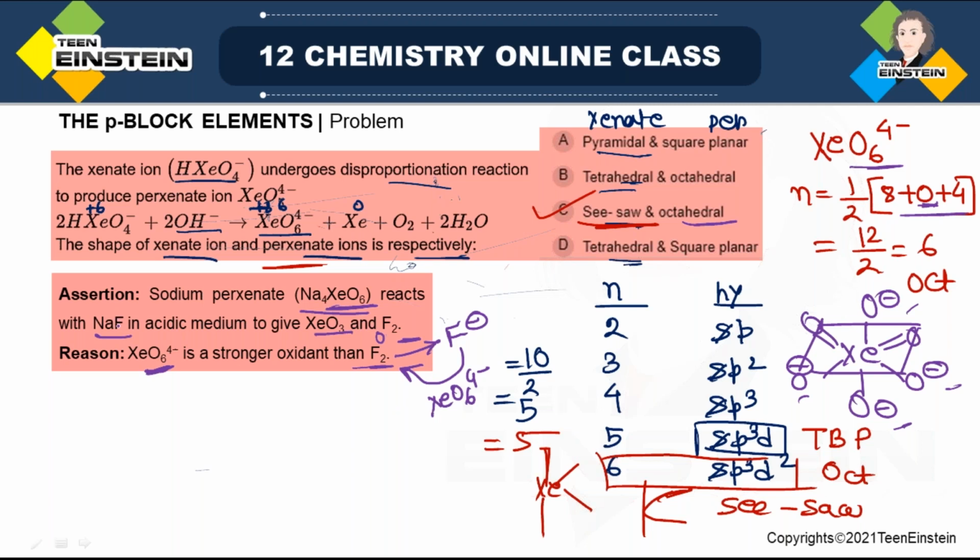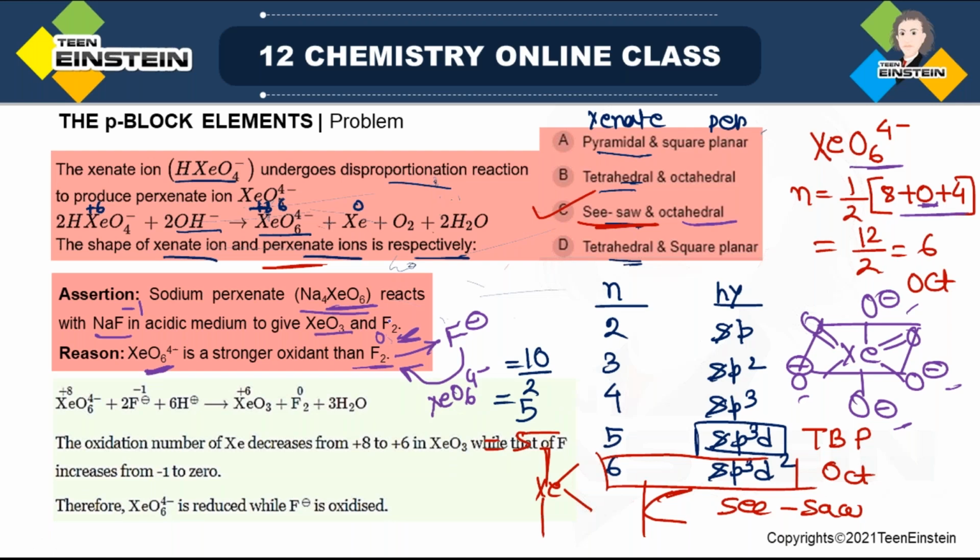And look at the assertion statement. The assertion statement is saying it is reacting with NaF. NaF means what? F minus. And it is reacting with F minus, it is producing F2. That means it is converting F minus to F2. And that is possible only when XeO6 4 minus is a stronger oxidant than F2. So I am trying to say both statements are individually correct, and the reason is also the correct statement. That is the correct explanation for the assertion.